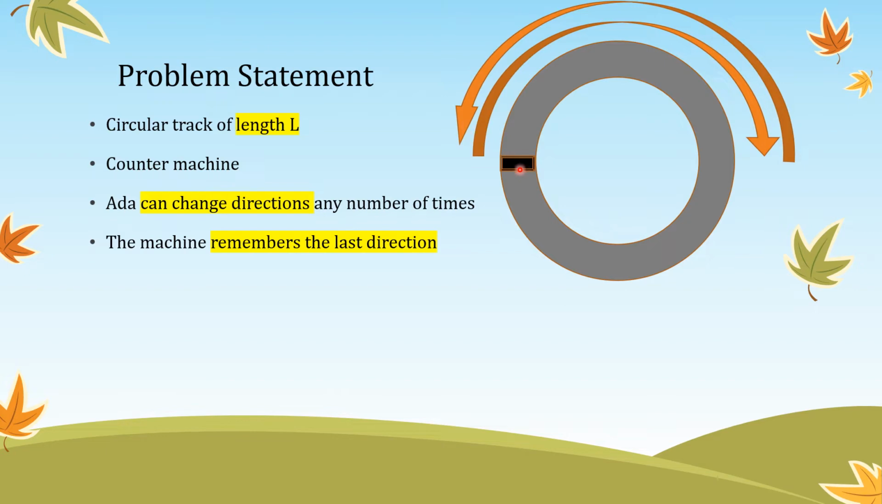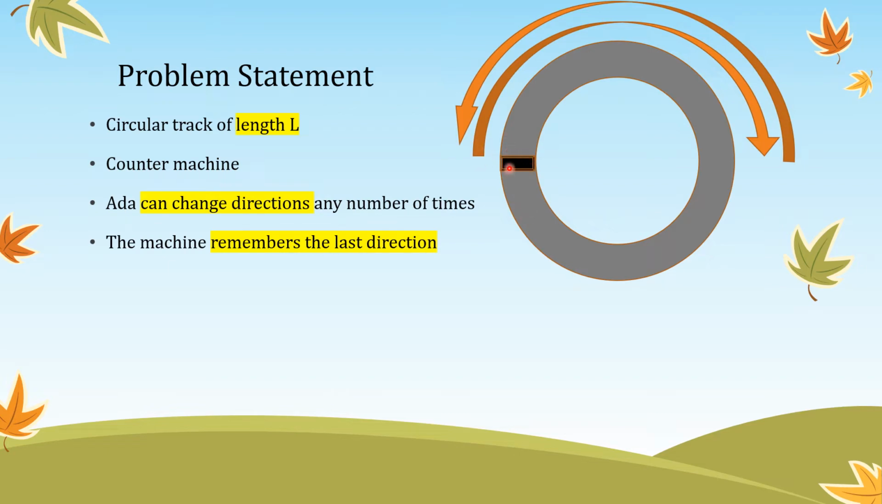But remember that this machine remembers the last direction. Why is this so important? Say for example, you start from here and you move till here, then you come back here. If the counter keeps increasing for every movement, then it's not correct, right? Because you can simply go here and here, just move from here to here, here to here, and the counter will keep on increasing, so there is no point.